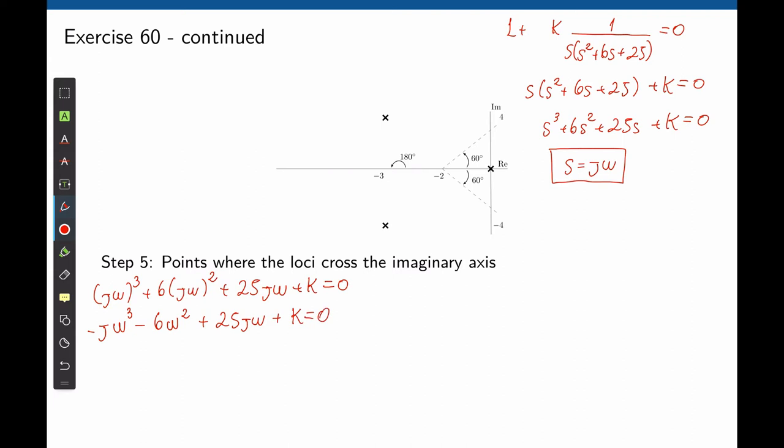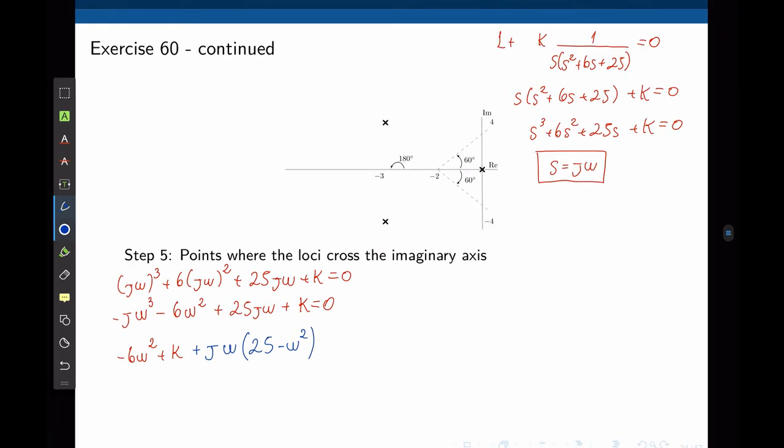Now we see here that we have a complex function that is a function of omega and k. Let's now isolate the real and imaginary part of this function. The real parts are those that do not depend on j. We have negative 6 omega squared plus k, and we have an imaginary part. The imaginary part depends on j. J omega times 25 minus omega to the power of 2, which corresponds to the first term of the previous expression, j omega to the power of 3. And this is equal to 0. So here we have the imaginary part, and here we have the real part.